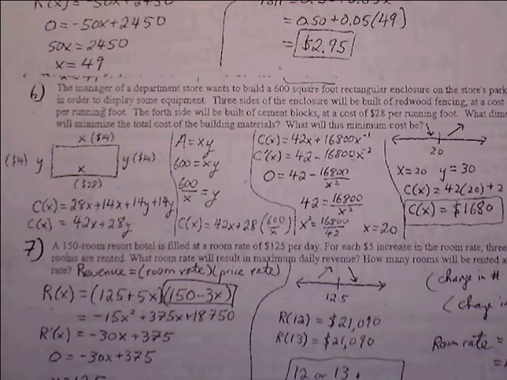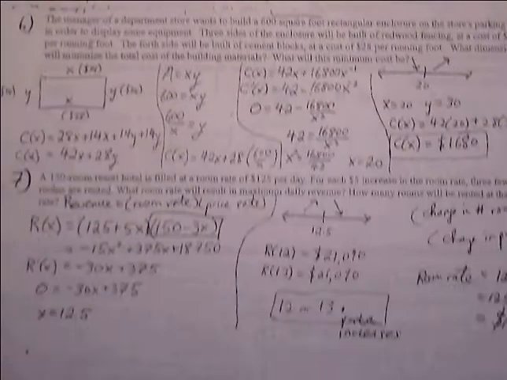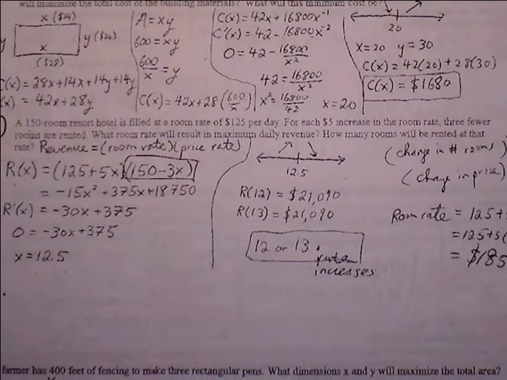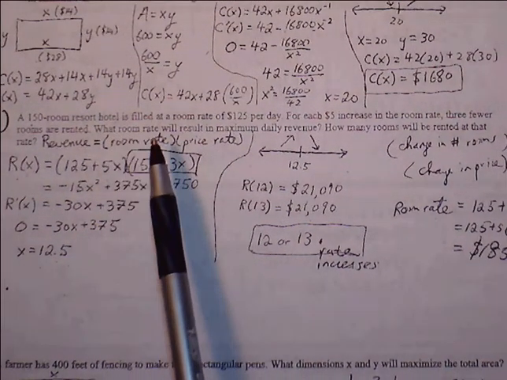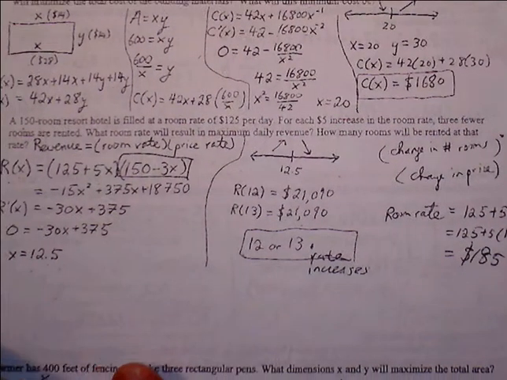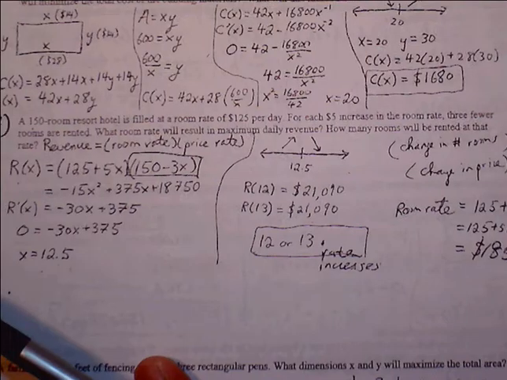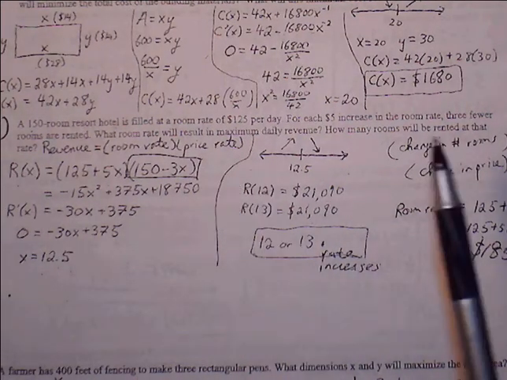All right, number 7 is going to be similar to what we did with number 5. Let's see, a 150 room hotel resort is filled at a rate of $125 per day. For each $5 increase in room rate, 3 fewer rooms are rented. What room rate will result in maximum daily revenue?